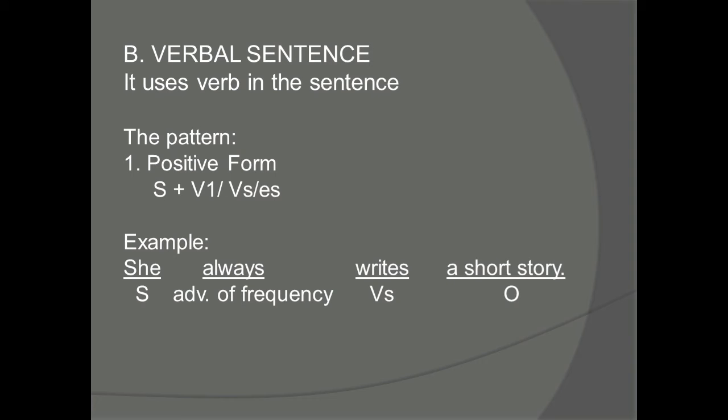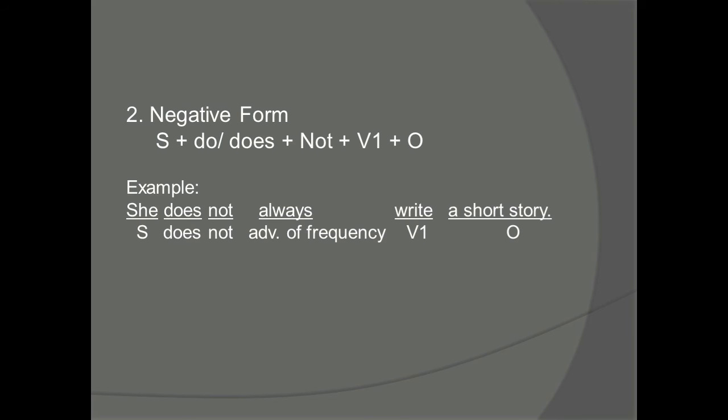Verbal sentence. It uses verbs in the sentence. The pattern, positive form: subject plus verb 1, or verb plus s, or verb plus es. Example: She always writes a short story.